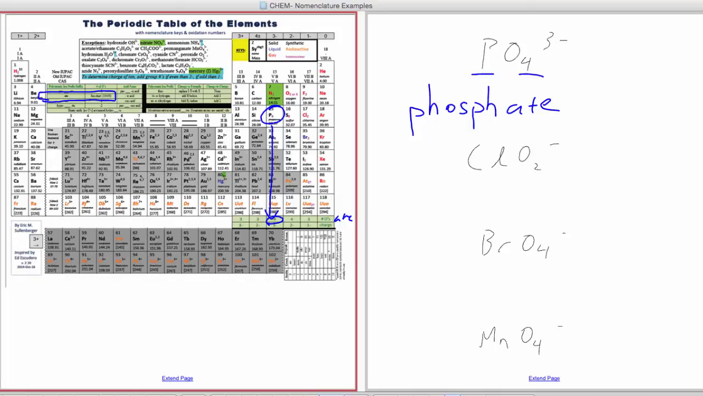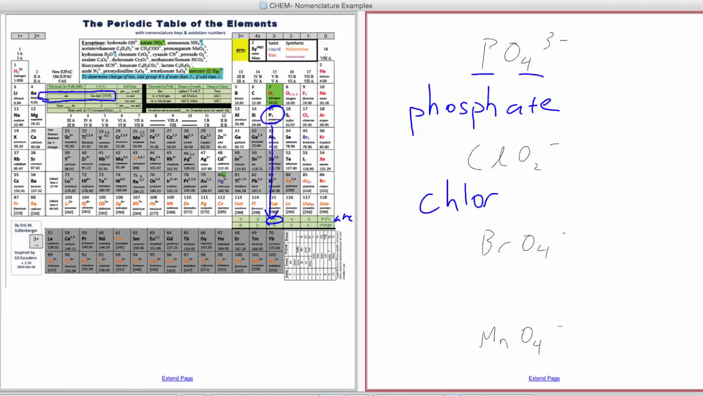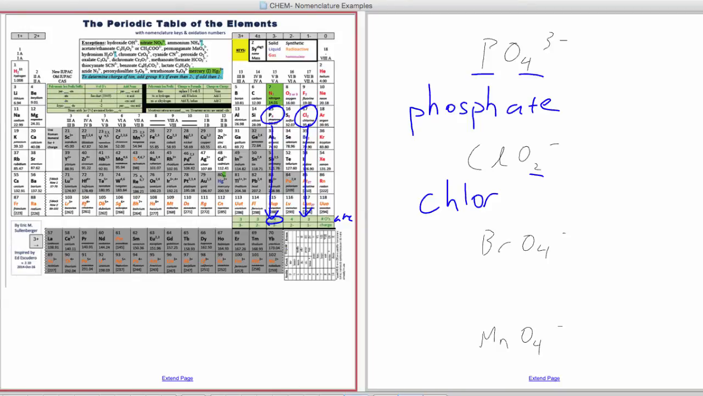Our next one here, chlorine at the beginning, so that's chlor. And then we need to figure out what the ending is. So chlorine is there, normally has 3 oxygens. This one has 1 less. So 1 less oxygen, we must be looking at the -ite suffix, I-T-E, 1 less oxygen, I-T-E.